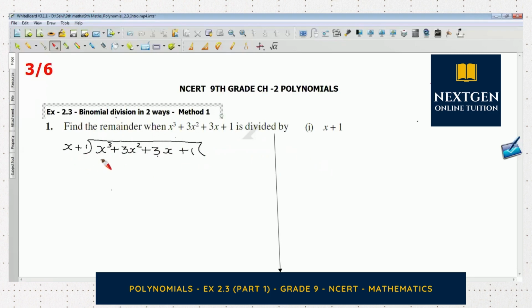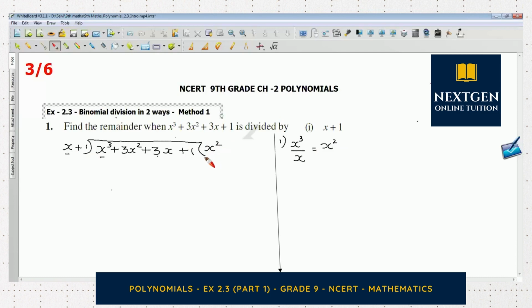This is my first term in the dividend, and this is my first term in the divisor. So our first step is x cube by x. First, dividing the first term of the divisor and dividend. x cube by x gives x square. You can follow me, right? So x square is my first term of the quotient.